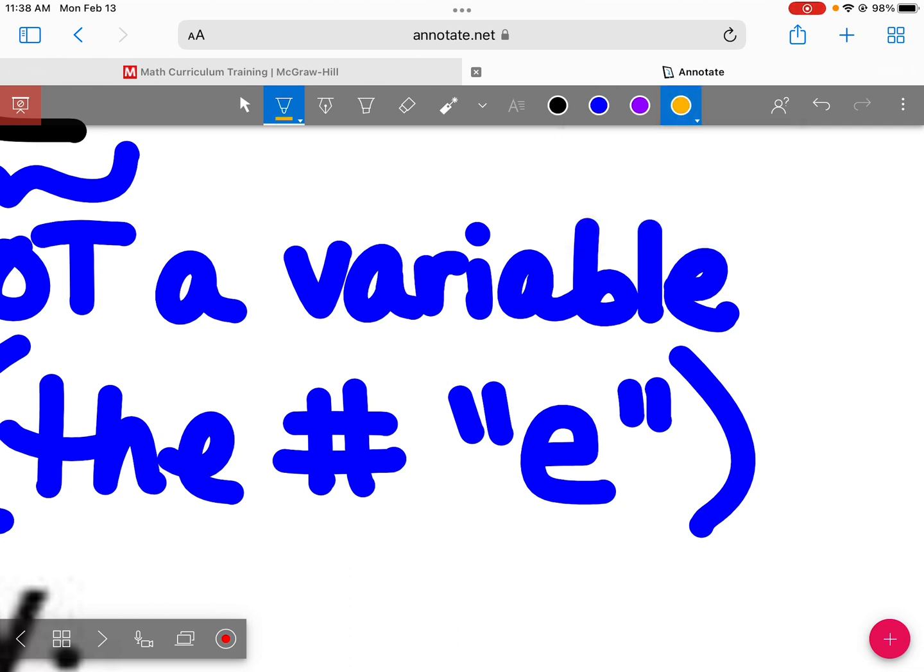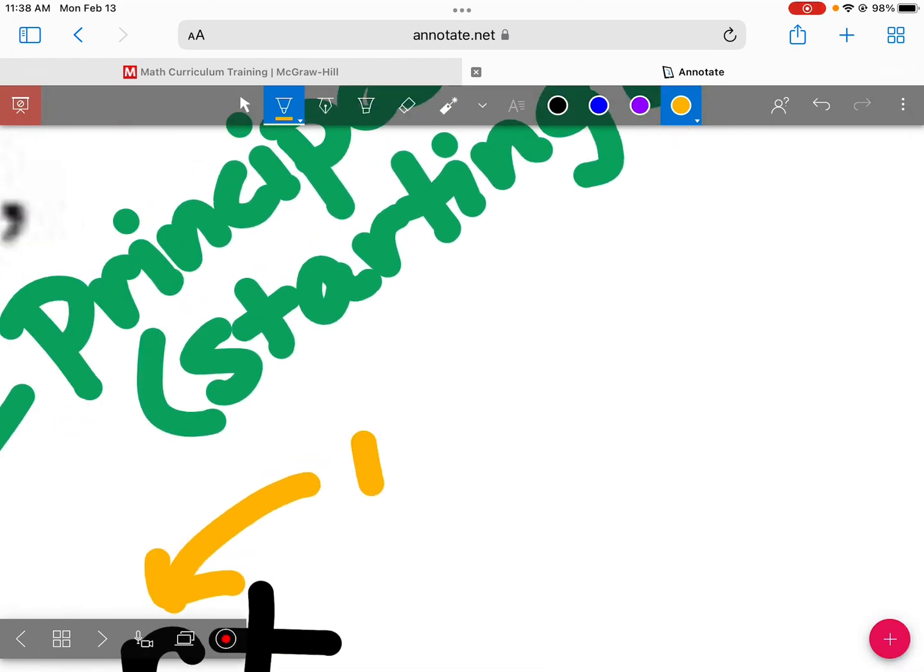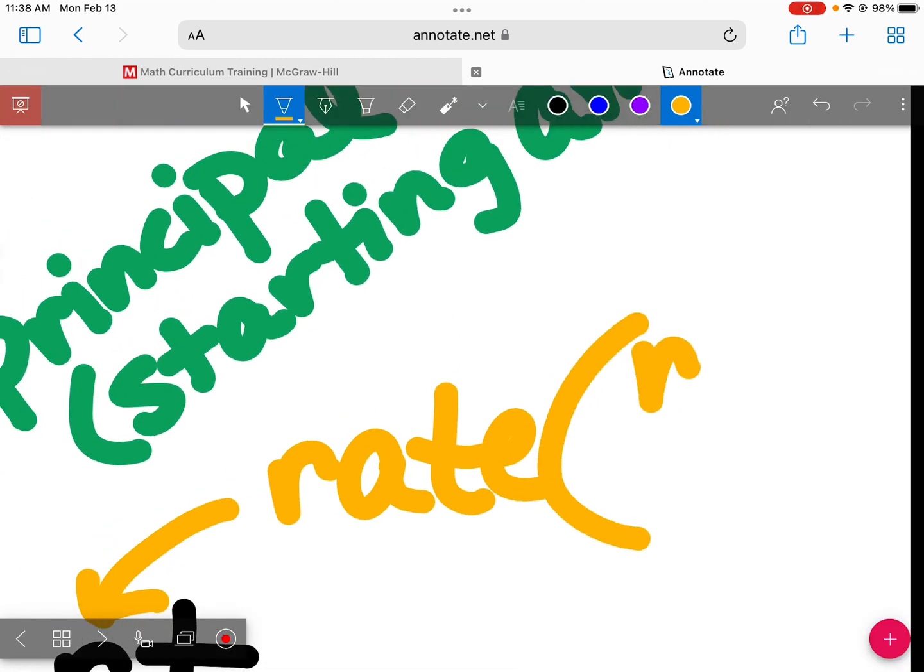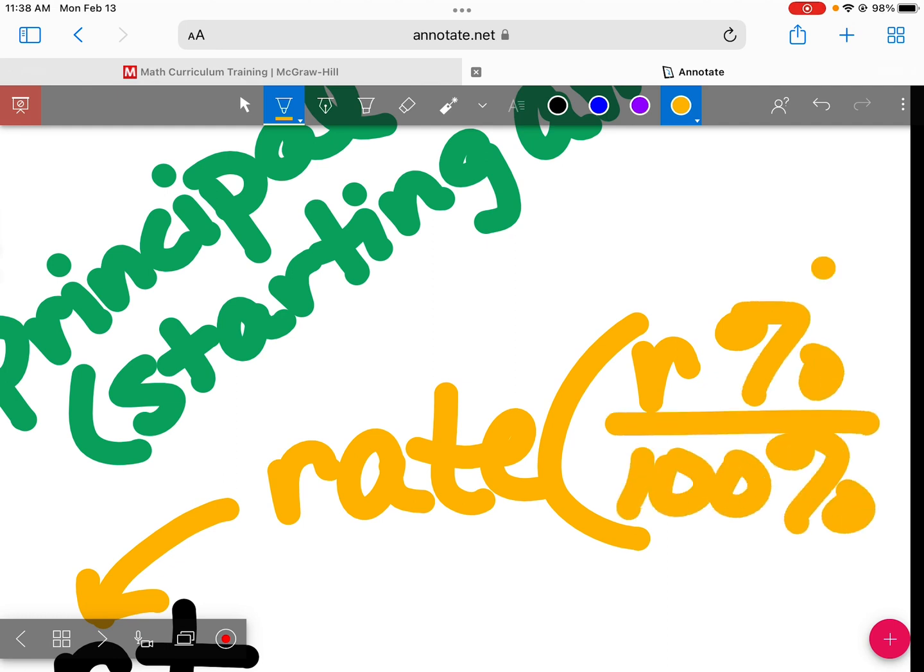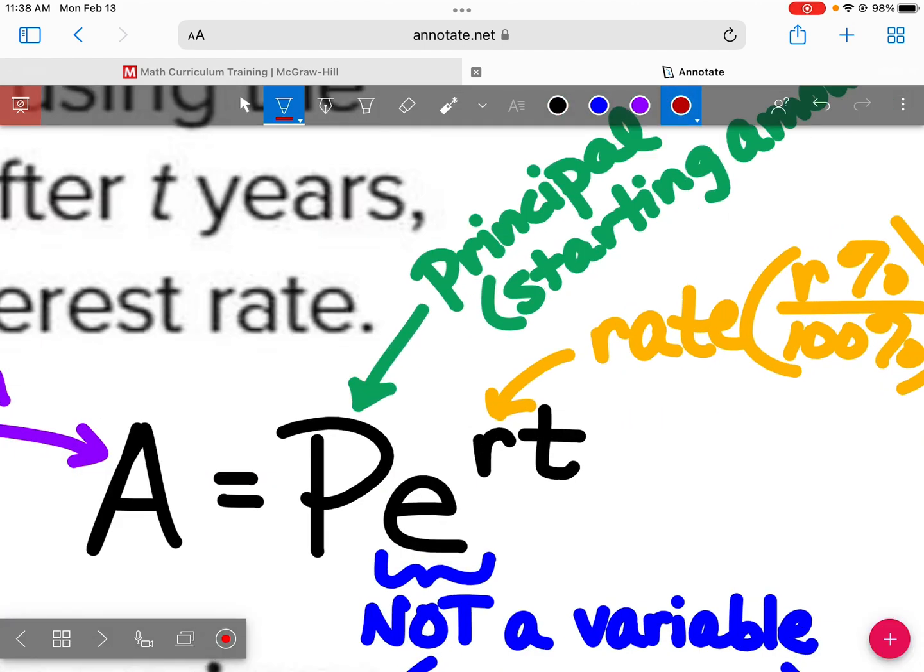What does the R stand for, do you think? The rate. Yep. Just like on the last couple problems. So we do R% divided by 100% to get what we're going to use for R. And last but not least, what do you think T means? Time.